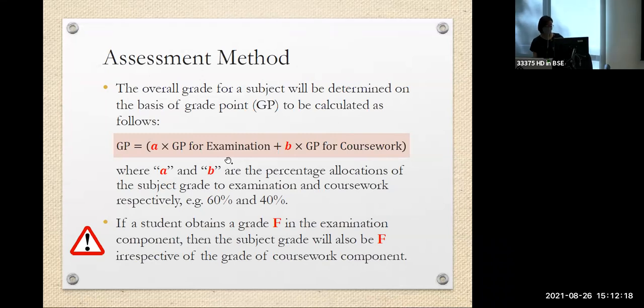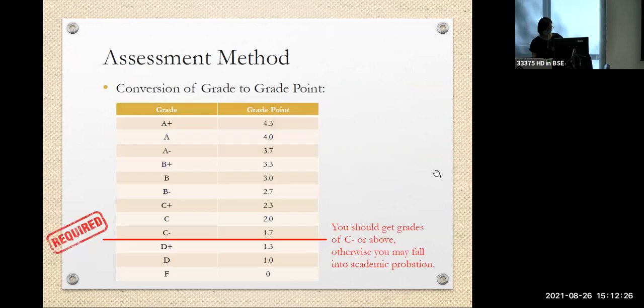All right, so I think this is very easy to understand, and it is something similar to your secondary school. Okay, so this is the conversion of grade to the grade point. Failure. So if you fail one subject, then the grade point is 0.